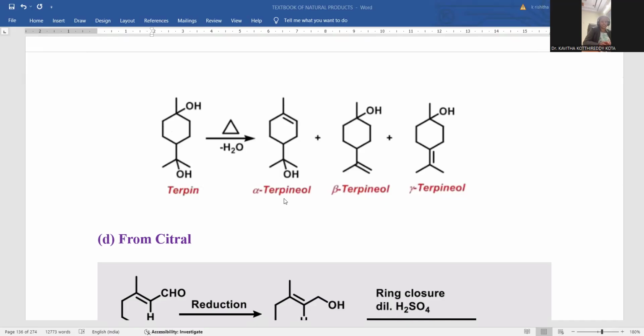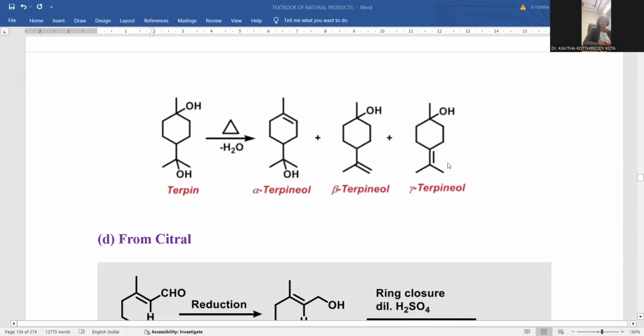Alpha terpineol is not generated alone. In addition, you may obtain other byproducts also, because whenever this is heated, in another provision, the hydroxyl remains intact, unaffected, and the hydroxyl at the outside carbon atom will be dehydrated, giving rise to an exocyclic double bond. In another provision, there is a dehydration between these two carbons also, right? So beta terpineol and gamma terpineol are also fractions which you could obtain, a mixture of terpineols generated by heating and simple dehydration of terpin, right? So this is the way industrial scale synthesis is possible.